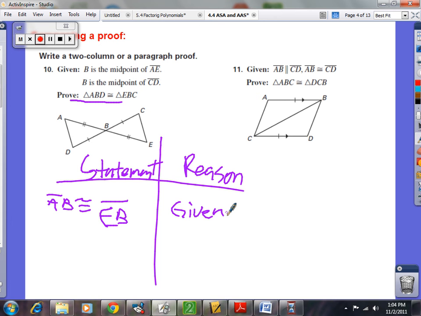Alright, BD. So let's go this. BD. Now, if you're going to choose BD, here's what you chose. You got to choose BC. And what's the reason? Given. So, I'm missing the third, either a side or an angle.